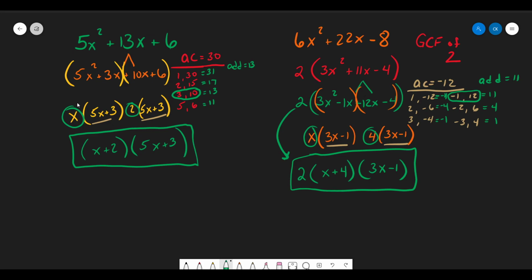We do see a twin. I take my GCFs, put them in a single parenthesis, so x plus 2. I take my twin, put it in the other parenthesis, 5x plus 3. That would be my final answer.